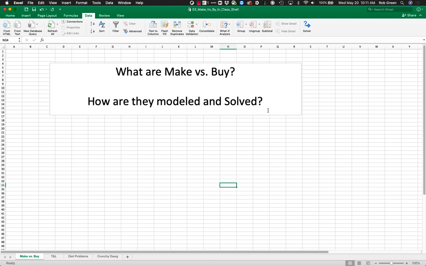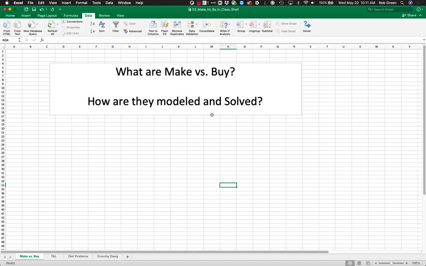Today we are going to be reviewing make versus buy problems, specifically how they are modeled and solved. So the first question is, what are make versus buy problems? Well, in industry and in various applications, you will have opportunities where you get to choose between making and buying a product. And that is not just a black and white decision. There are trade-offs in there. It's very gray. So we need to decide what the optimal mix of making versus buying is.